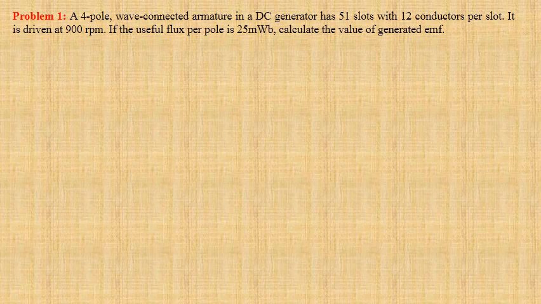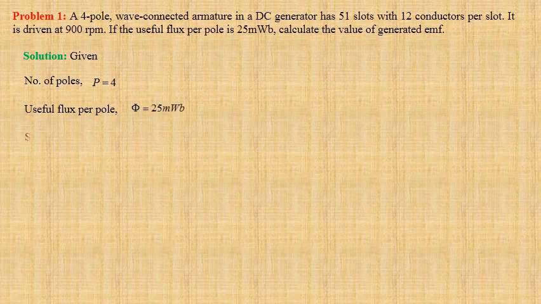Let us first jot down the given data. Number of poles of the machine P equals 4. Useful flux per pole phi equals 25 milliweber. Speed of the rotor N equals 900 rpm. Number of slots S equals 51. Conductors per slot Zc equals 12.